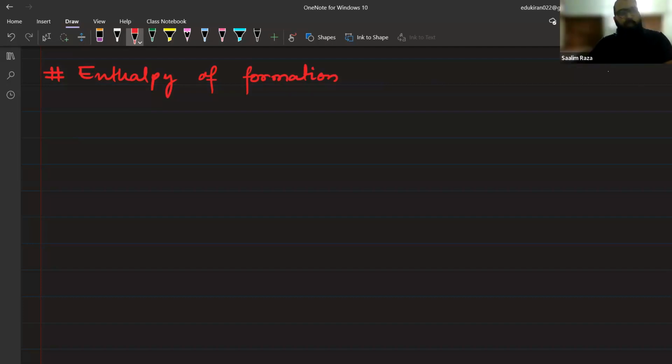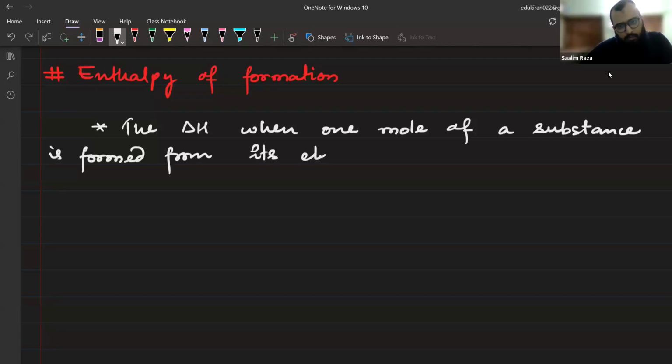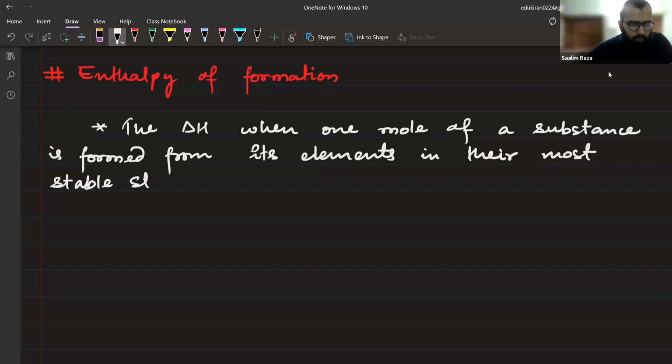Please write what is enthalpy of formation. Please write the delta H when 1 mole of a substance is formed from its elements in their most stable state. Write this down.